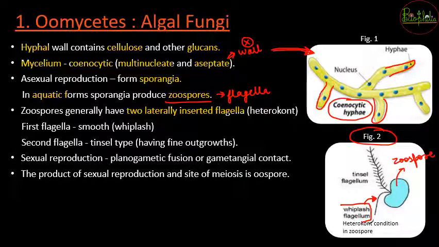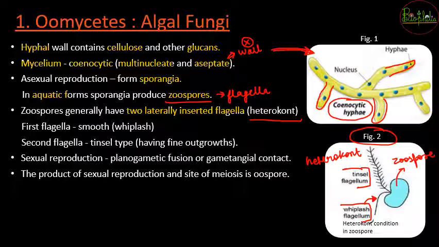The second flagella is called the tinsel flagellum. The tinsel flagellum is going to have fine outgrowths. So you can notice the fine outgrowths, and these fine outgrowths are going to differentiate the two types of flagella. And when two flagella types are found in the same zoospore, you call that condition heterokont. So two types of flagella is called heterokont. So this is the condition found in zoospores.